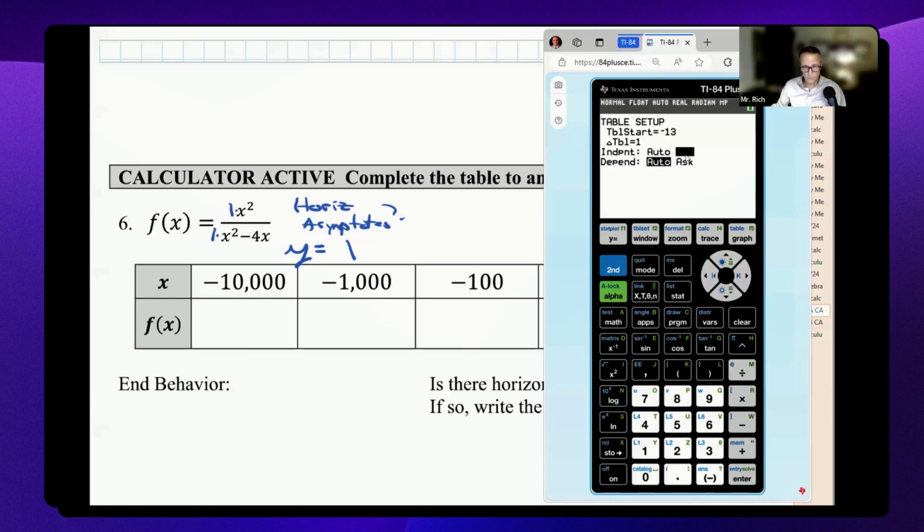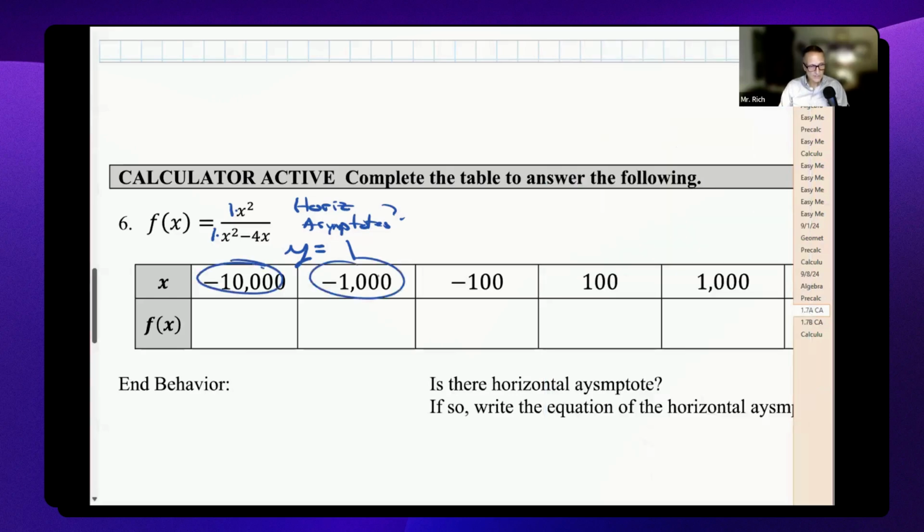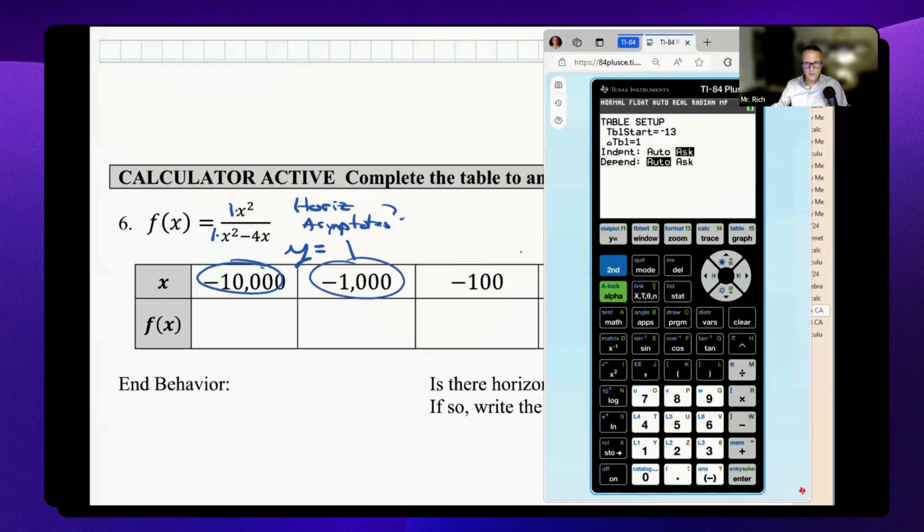So I am selecting the word ask because I want to put in my own X values. What X values do I want to put in? I want to put in these, negative 10,000, 1,000, and so on. And so I'm going to tell it to ask. I'm leaving the dependent on auto because I want it to automatically calculate the Y value when I give it the X value. I'm now going to click on second function table.